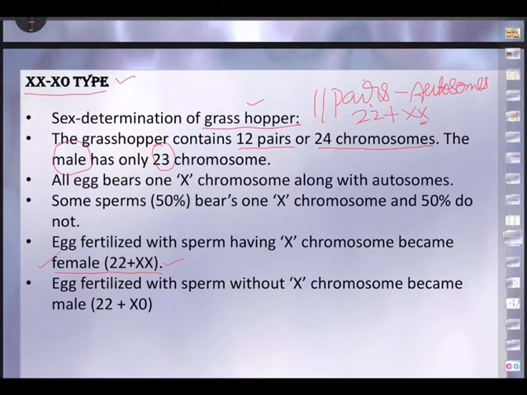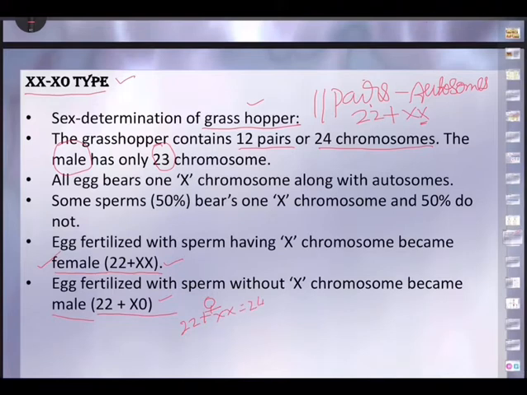And XX, so 22 plus XX, if both the chromosomes are present, like you can see here, then it is female. It is observed that the grasshopper is female. On the other hand, if one chromosome is missing, if it is only 22 plus X0, then it is going to be a male grasshopper.